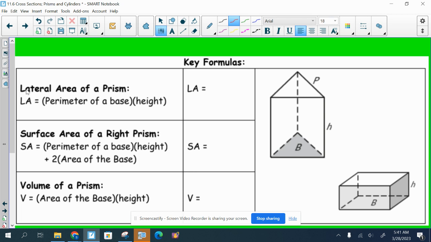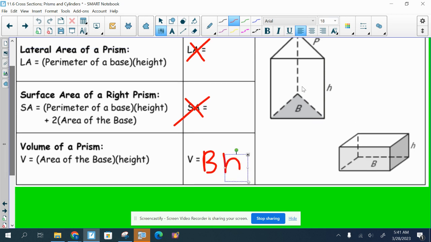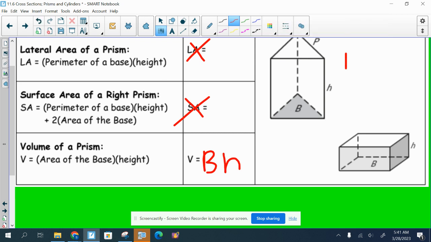Okay. So we're not going to worry about lateral area or surface area. We're just going to worry about volume. So volume is the area of the base, which we use capital B, times the height. For this one, the base is a triangle, so you would use 1/2 base times height of the triangle. So that would be your height, and then times the height of the prism.